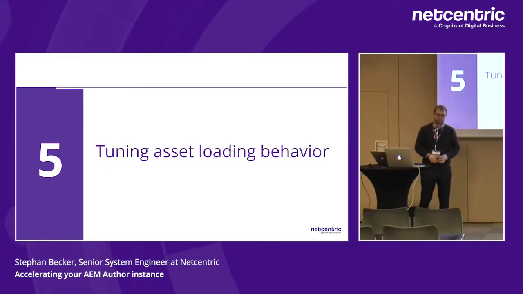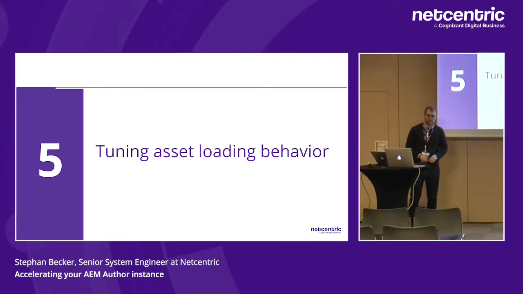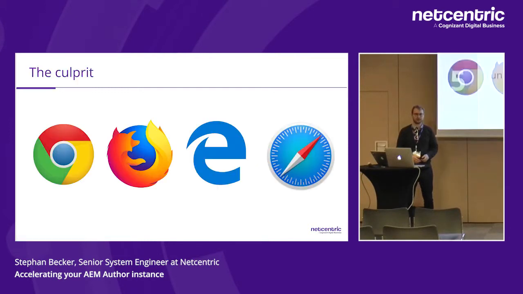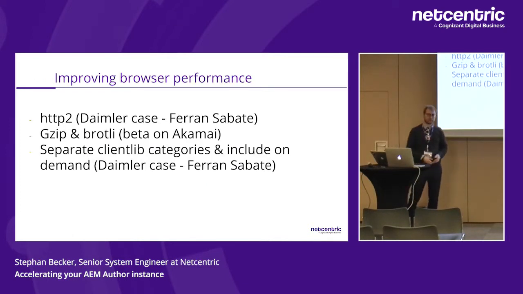Something we were also working on in the past 1 or 2 months was tuning the asset loading behavior on the authoring side, because the culprit is not necessarily on the server side anymore, but really about browser performance. So something we did immediately: Akamai has it, many load balancers, for example in AWS, have it, other CDNs have it too. You can terminate HTTP2 on those. So you don't need to implement HTTP2 on your Apache or in the backend, but you can terminate it on the Akamai side, and it works amazingly.